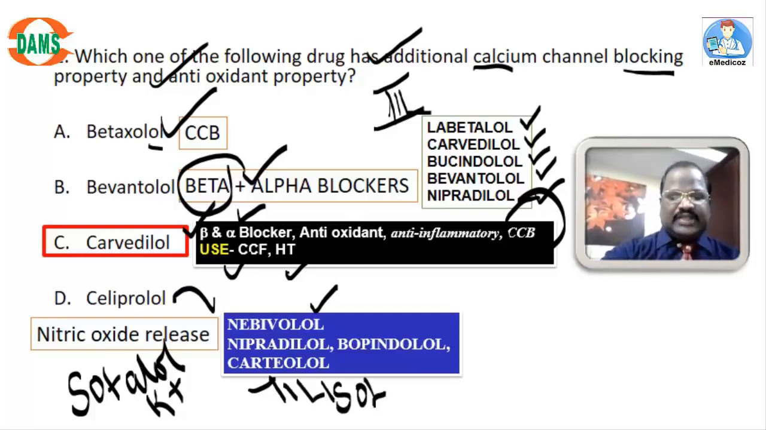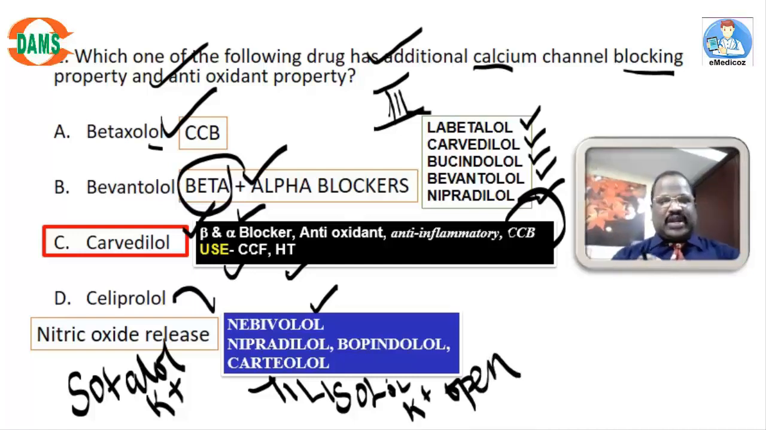Tilisolol is a beta blocker having potassium channel opening property. This is also important. Sotalol is a beta blocker having potassium blocking property, whereas tilisolol is a beta blocker having potassium opening property. This is also very important.